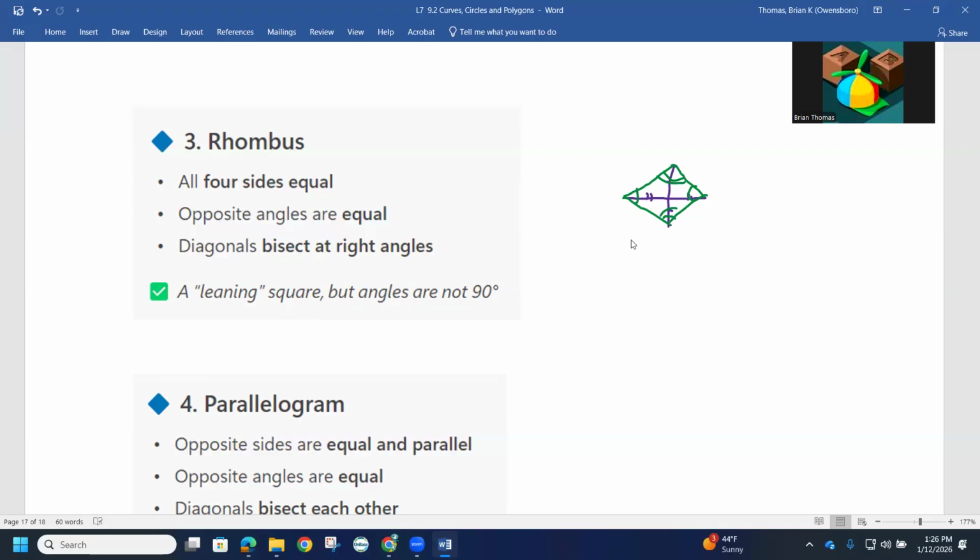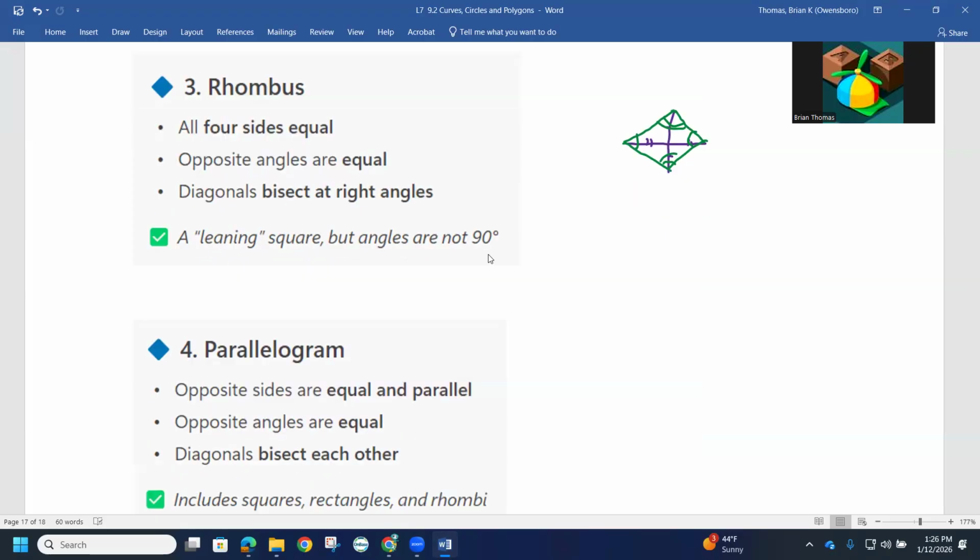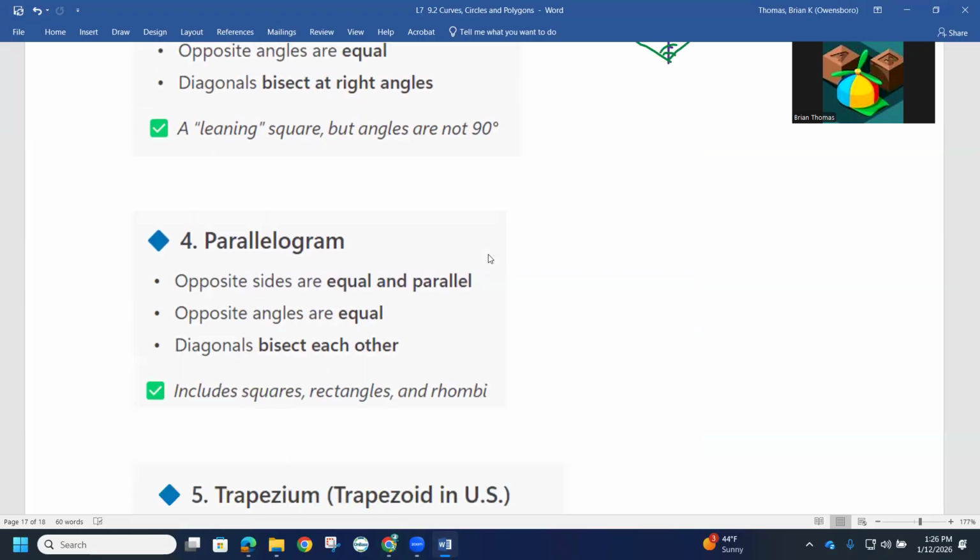So getting into a parallelogram, we have opposite sides that are equal, but opposite angles are equal as well, and the diagonals bisect each other. So again, a square is a parallelogram. A rectangle is a parallelogram, but the catch about a parallelogram is it's not as specific.